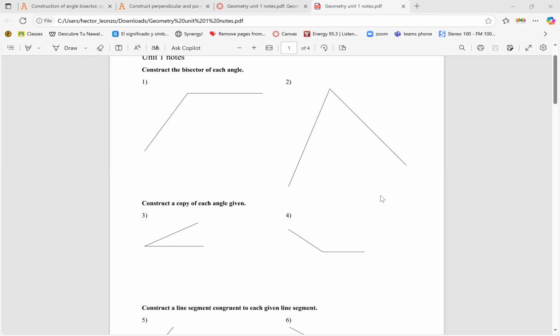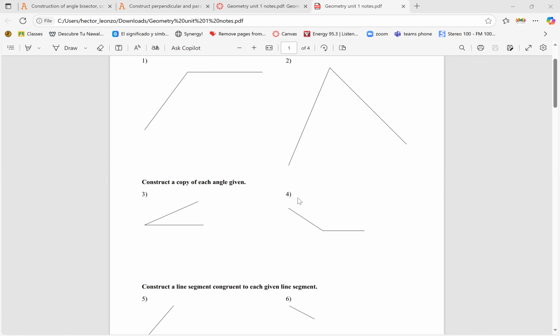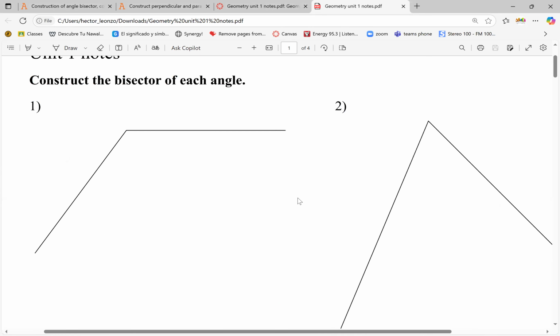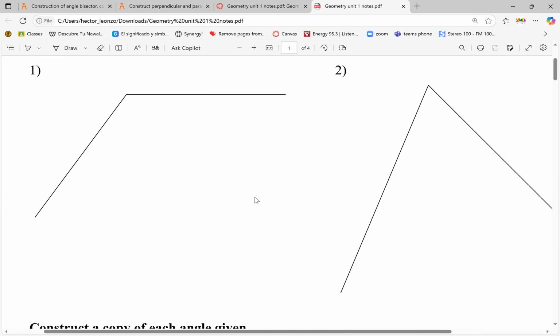So to start unit one, we're going to learn what we call constructions. We're going to construct the bisector of an angle. Bisector basically means I'm going to cut the angle in half. So we're going to cut this angle. We're going to create the bisector of the angle.